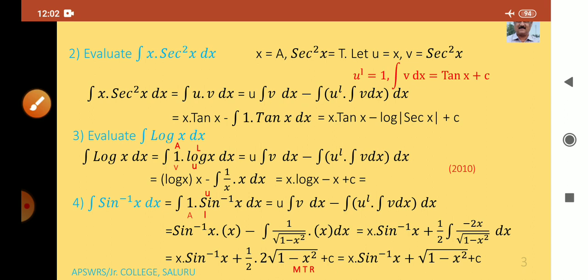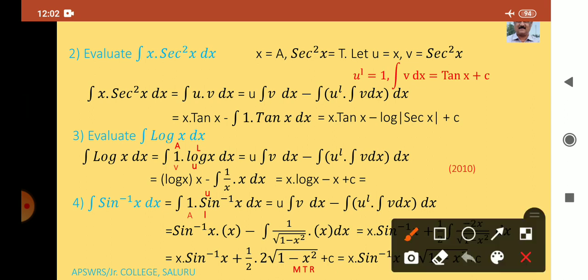Okay. Now evaluate integral log x dx. But here there is only one term, log x. So we write log x as 1 into log x. So integral log x is integral 1 into log x. Here 1 is algebra function A. Log x is logarithmic function L. In LIATE, L is before A.